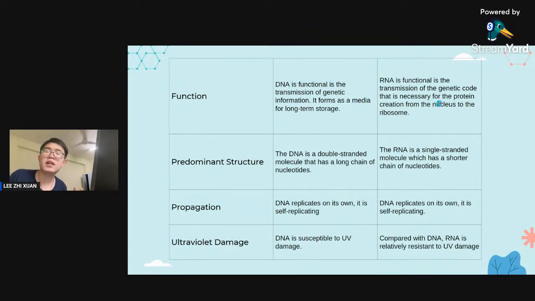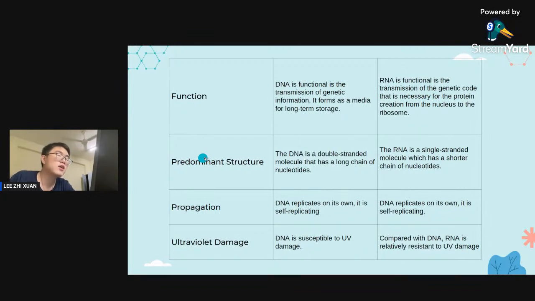But RNA, sorry, it does not contain any genetic information. It just functions as the transmission of genetic code that is necessary for protein synthesis, from the nucleus to the ribosome. So you just have to know that RNA normally functions for protein synthesis. It just copies information from DNA and then transcribes or transmits the information from the DNA to produce protein, just like that. And predominant structure, so the structure of DNA is normally double-stranded, RNA is just single-stranded.